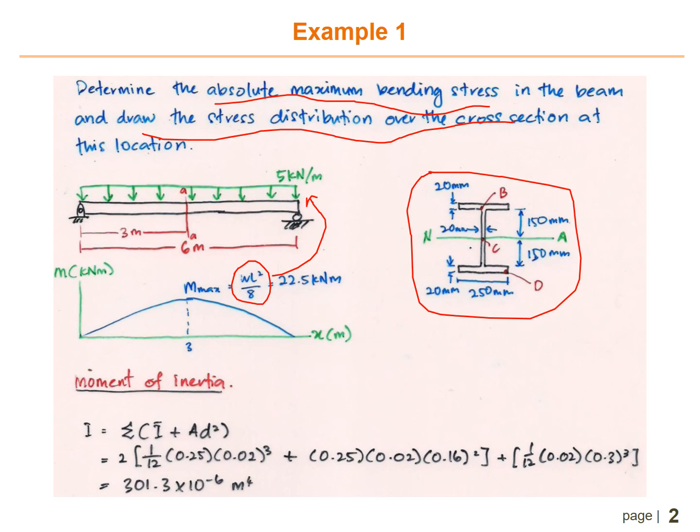After you get the maximum moment, you need to find the moment of inertia. For the moment of inertia, you must use this equation: I equals the summation of I bar plus area times d squared. From this equation, you can divide the I beam cross section into parts. This one is part number 1, this one is part number 2, and this one is part number 3. So you can get the Ix inertia is 301.3 times 10 to the power of negative 6 meter to the power of 4.